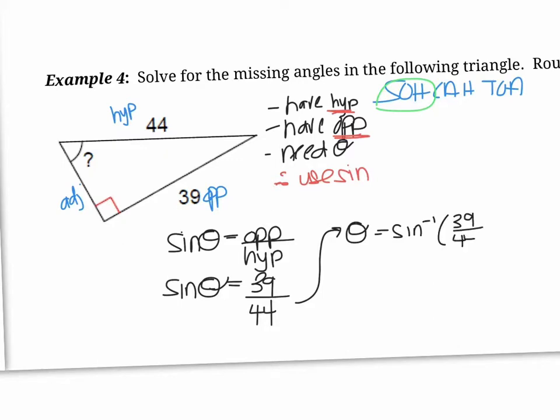So we're going to take sine inverse. This is one of those examples where we have the ratio and we need the angle, just like what we did on the other page. So we're going to throw that into the calculator. And we get an answer of 62.42 degrees approximately.